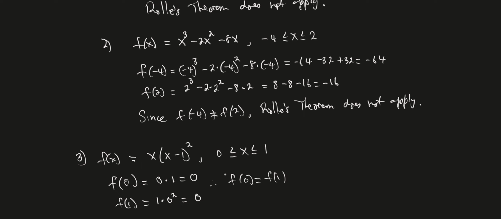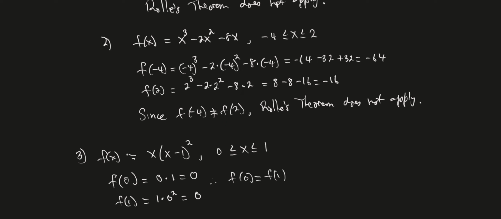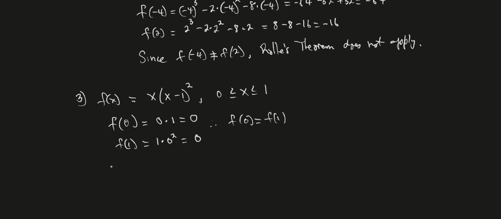That's good. And now this is still a polynomial. It's a polynomial in factored form, but we can state that since f of x is a polynomial, right? Then f of x we know is continuous.